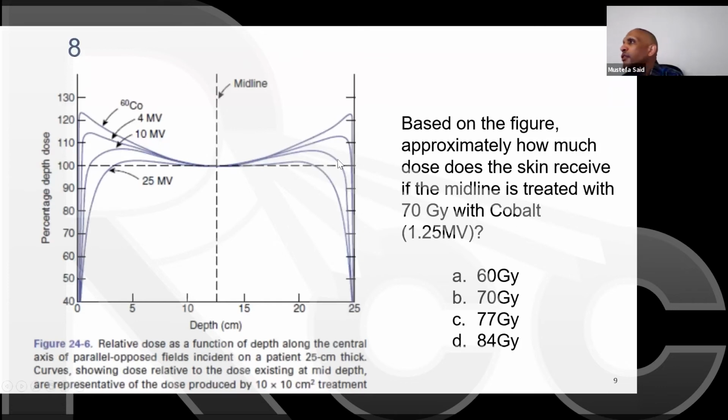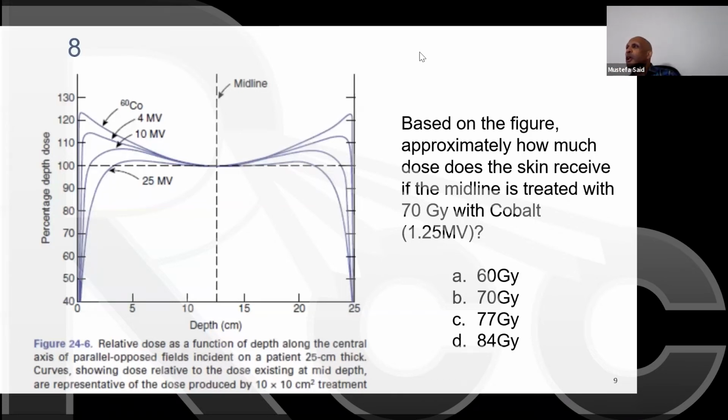All right, based on the figure, approximately how much dose does the skin receive if the midline is treated with 70 gray with cobalt 1.25 MeV? Give more time on this one. Okay. The answer is D. So we got 48%, almost half.